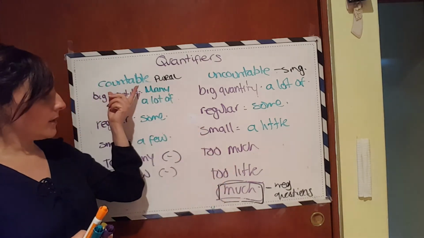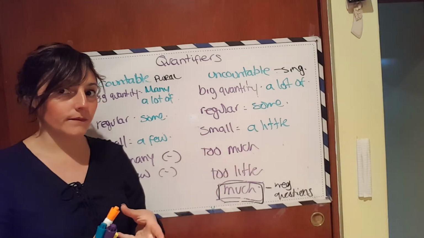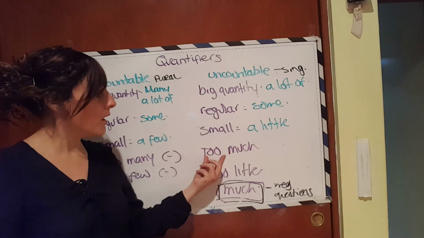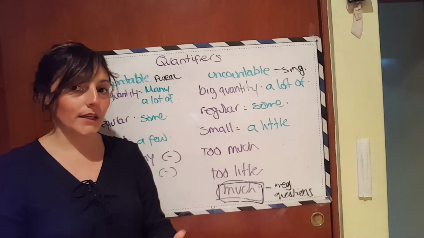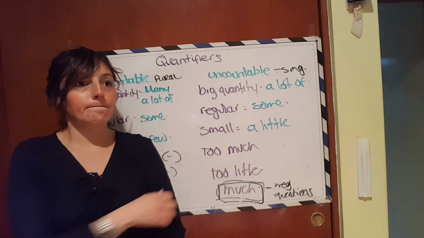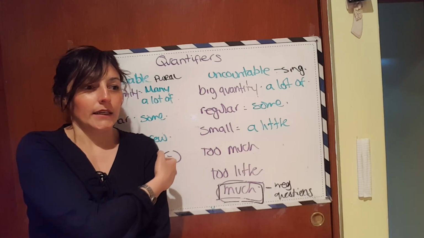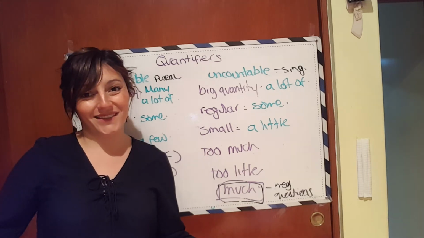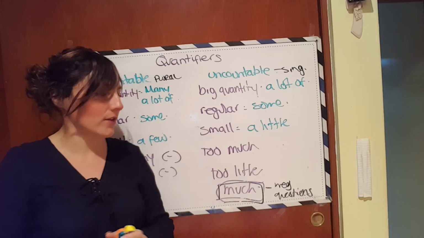As with the countable nouns, we have certain expressions to mean an excess of something. For example, we say too much, okay? Too much implies a negative idea, and it indicates a big quantity. For example, let's say, if you eat too much food, you will get fat. Okay, too much, a very big quantity, but with a negative connotation.